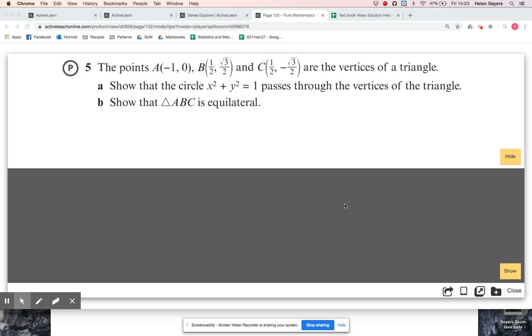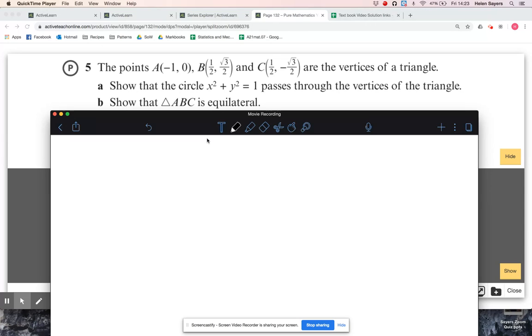We're looking at the first year core textbook and we're on mixed exercise 6, which is on circles. We're up to question 5. So I'm given 3 points, A, B and C, and I'm told they're the vertices of a triangle. And then I'm asked to show this circle passes through those 3 vertices.